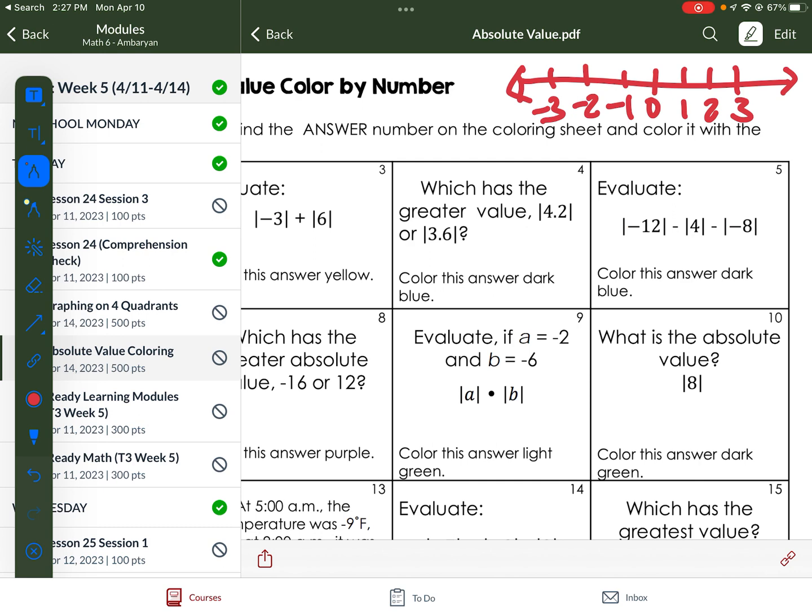And since it's how far away something is, it is distance, right? And distance can't ever be negative, right? You can't really travel like -5 miles, right? So distance is always a positive number, which means absolute value will always also be a positive number.